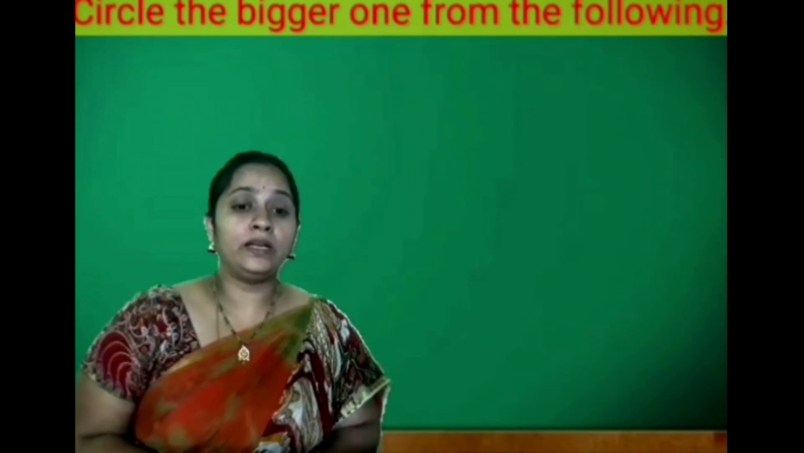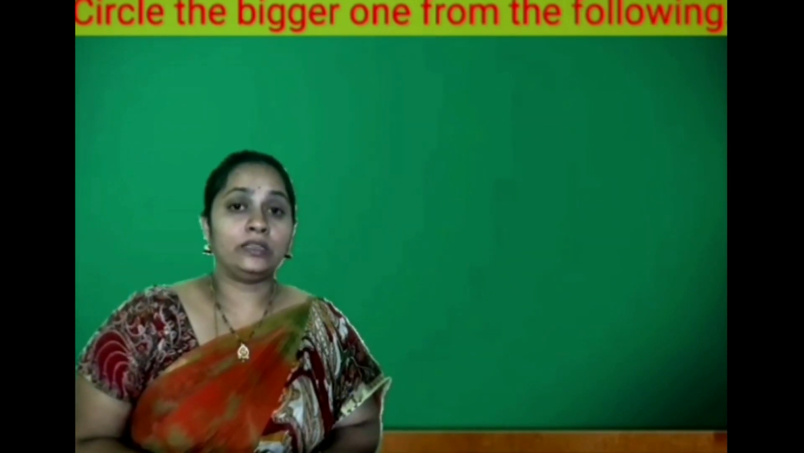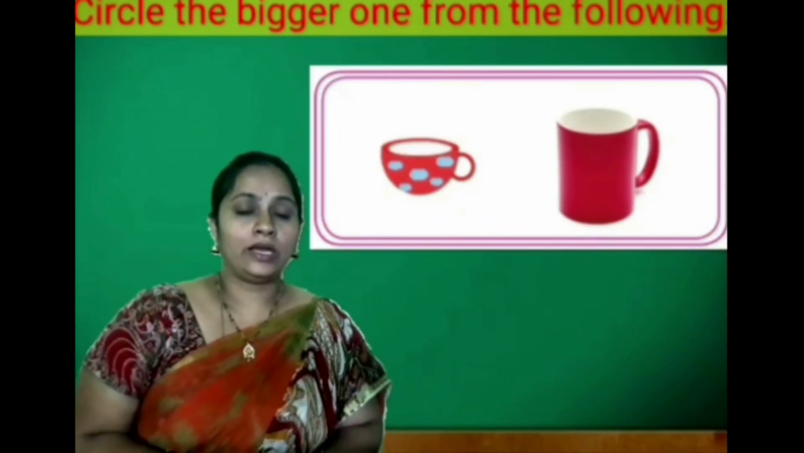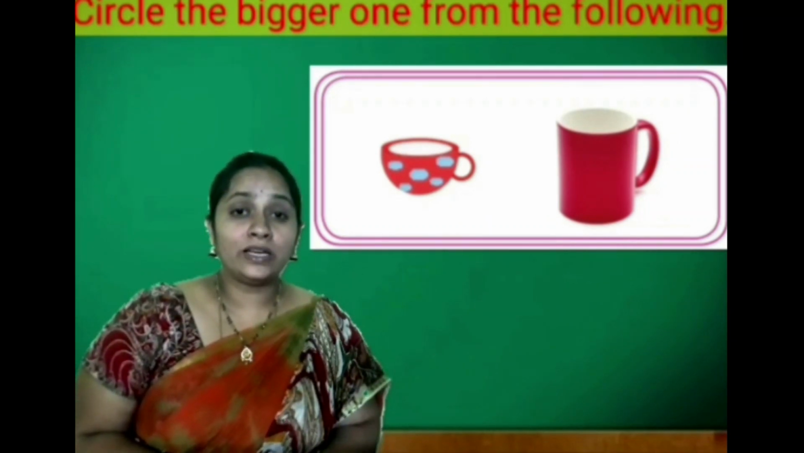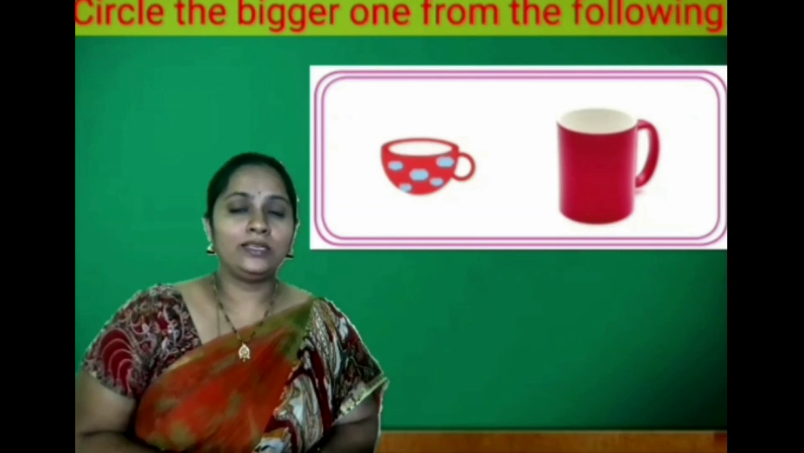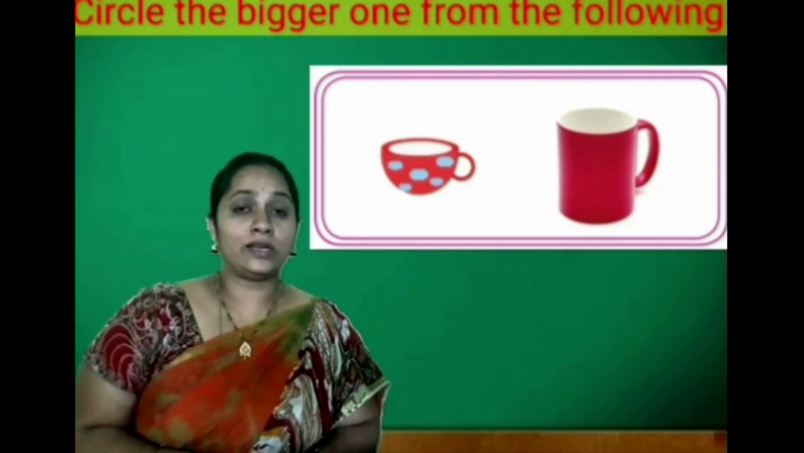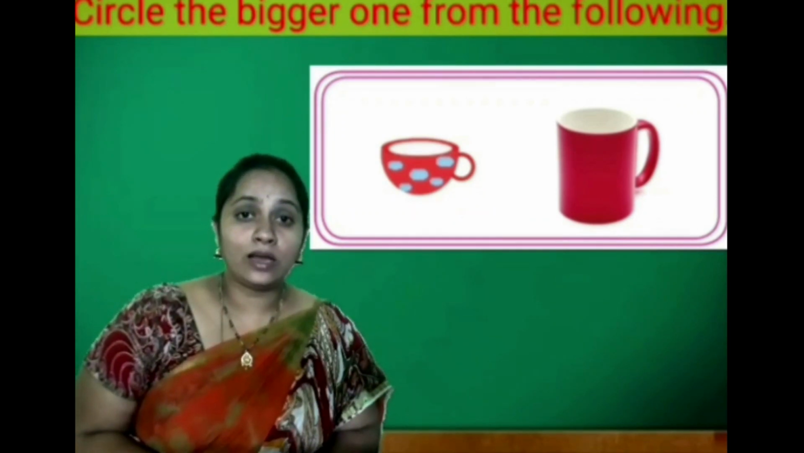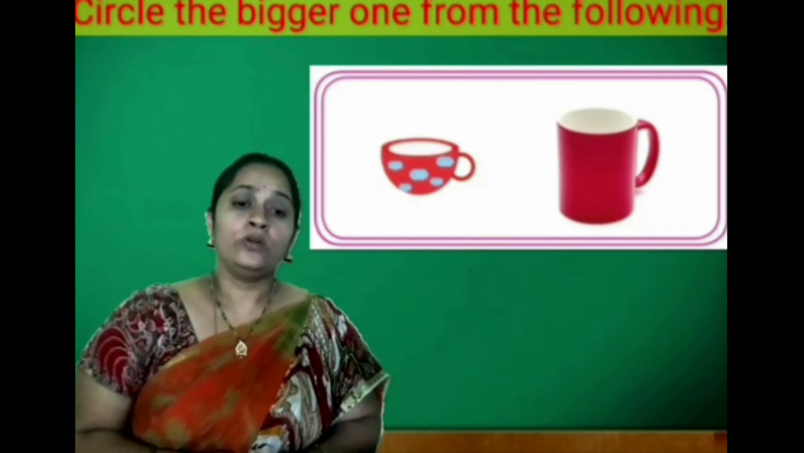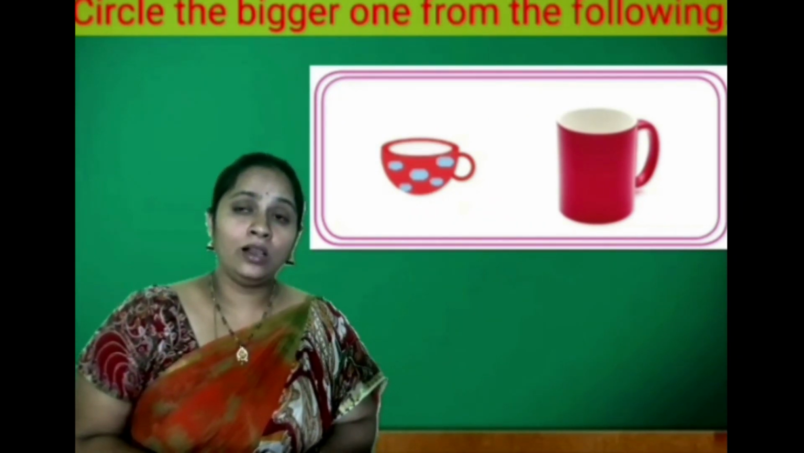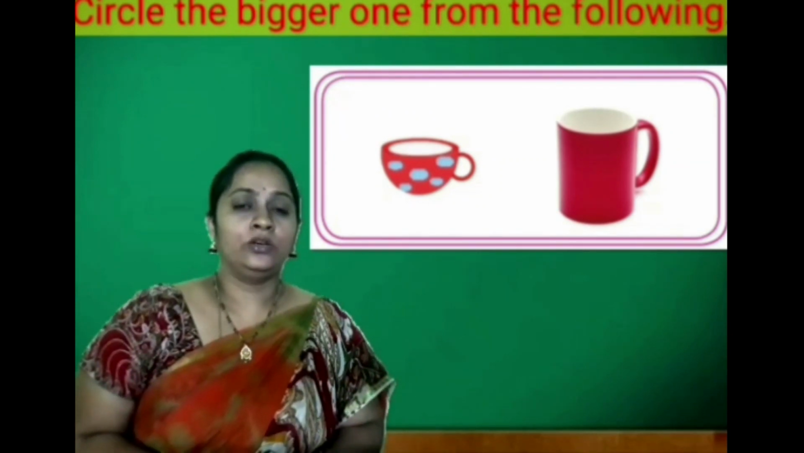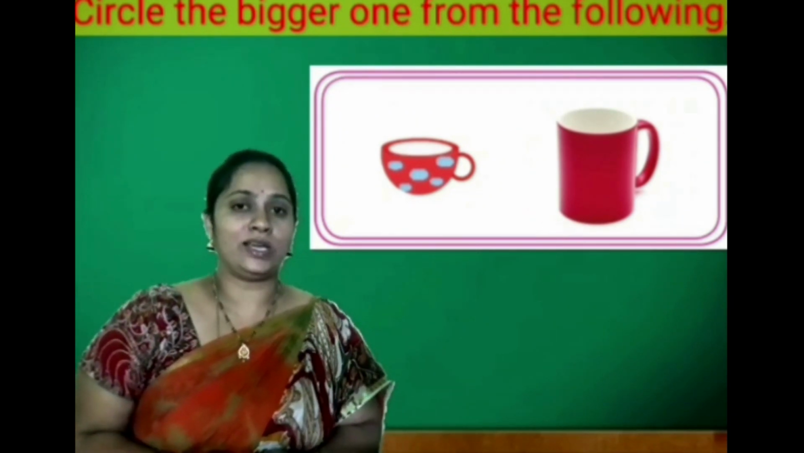See children, in the first box they have given a cup and a jug. In the cup and jug, which one is bigger? Yes, the jug is the bigger one. According to the sentence, we have to circle the bigger one. So, which object do you have to circle? Yes, the jug. We have to circle the jug.